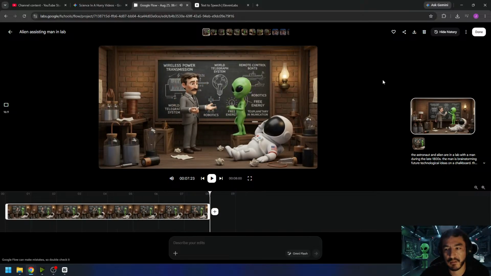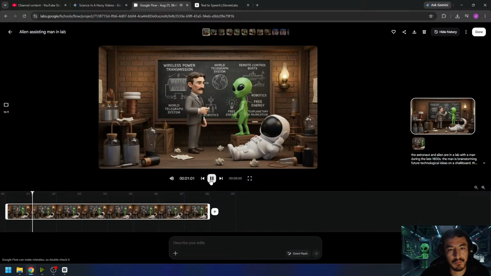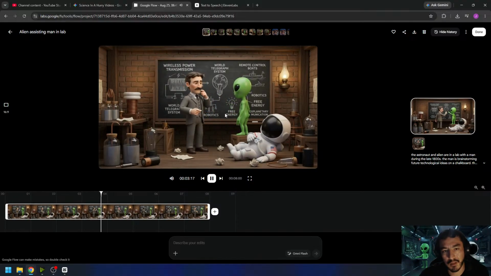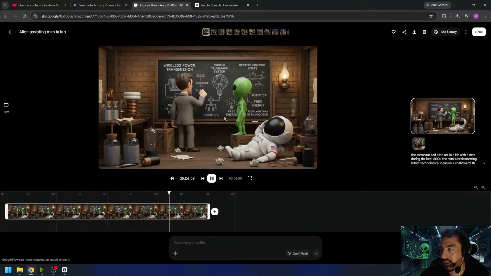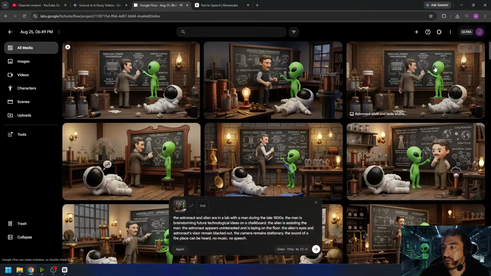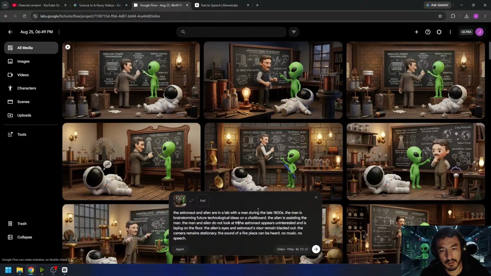Ugh, why do you have to talk? And I also don't like that they keep looking at the astronaut. I want them just focused on the chalkboard. So the man is brainstorming future technological ideas on a chalkboard. The man and alien do not look at the astronaut and ignore him. The astronaut appears uninterested and is laying on the floor.